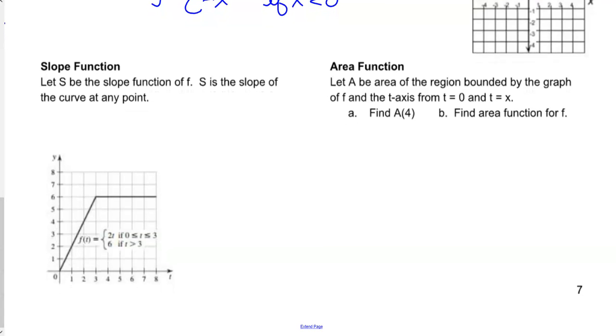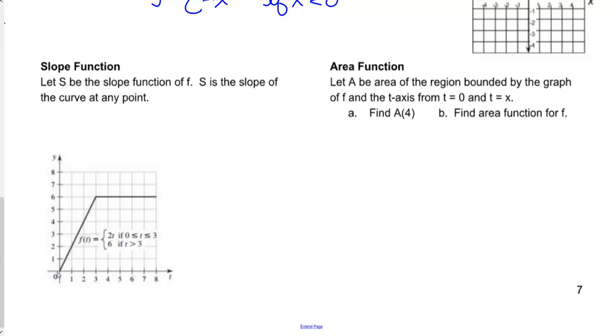I like to throw these in here because there are some similarities that are going to happen when we talk about slope. So this slope function is important to see as a piecewise function. And then the area function is just some good stuff for us to think about, some critical thinking questions, and end with a piecewise function. So let S be the slope function of f. S is the slope of the curve at any point.